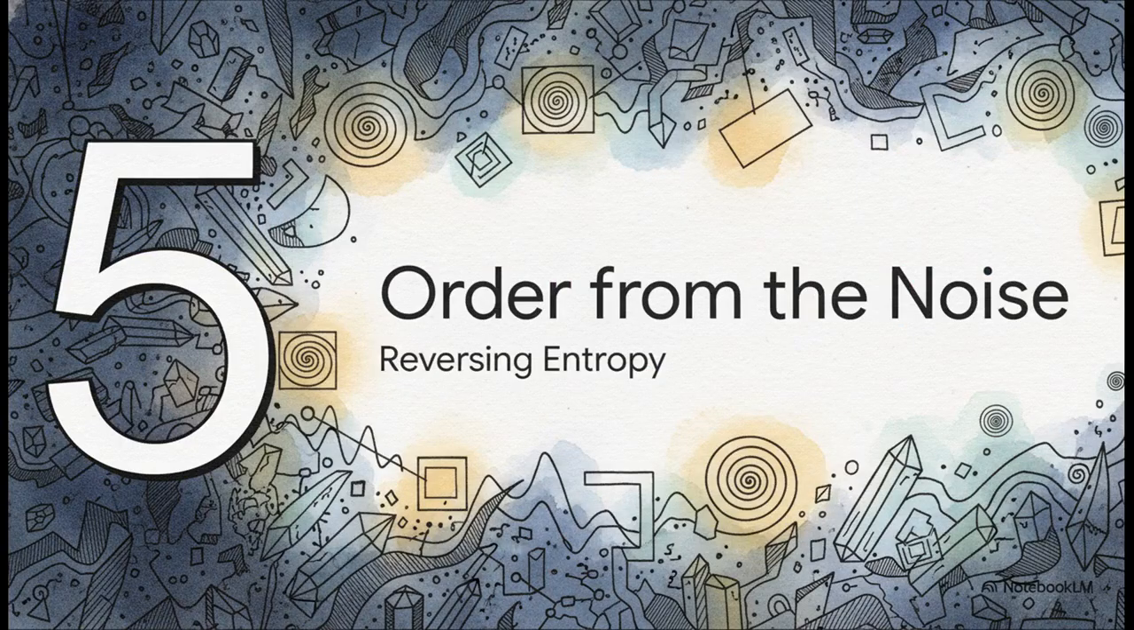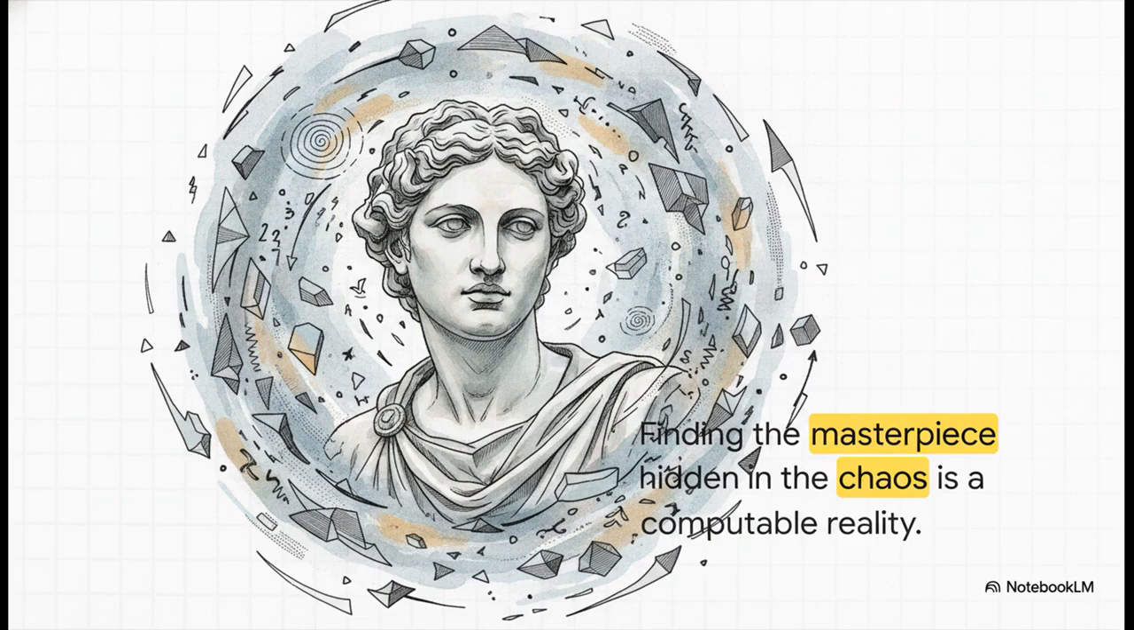Section 5. Order from the noise, reversing entropy. As we step back and look at the entire landscape of this technology, the philosophical implications are, frankly, staggering. We've essentially engineered a way to reliably mathematically reverse entropy. We have built restorative mechanisms that find perfect, beautiful signal inside pure static. It leaves us with a lingering thought, navigating a mathematically sound path backward through noise to uncover structure and beauty. Isn't that a mirror for intelligence itself? Finding the masterpiece hidden inside the chaos is no longer just a metaphor. It is a computable, incredibly optimistic reality.